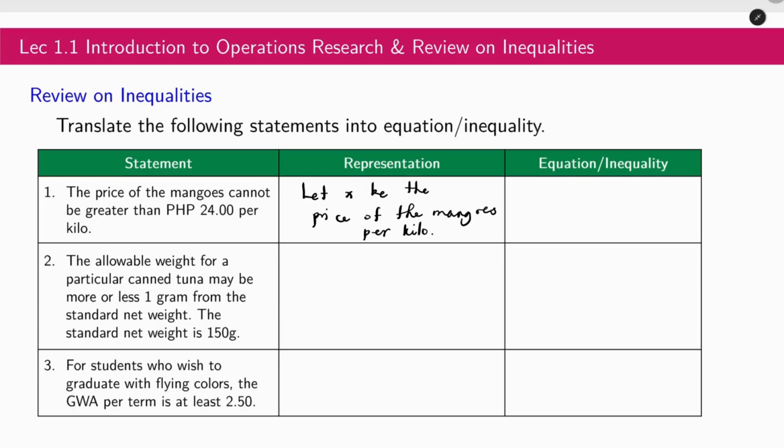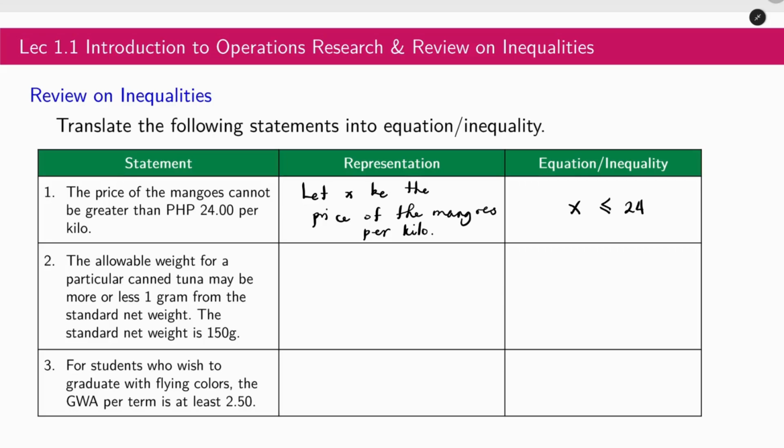Take note that this practice is important because here in operations research, we are going to write some representations of quantities. Okay, the equivalent representation of that would be, we have x is less than or equal to 24. So this is our representation. So it means that x should be at most 24 pesos. It cannot be greater than that. But it can be equal to 24.